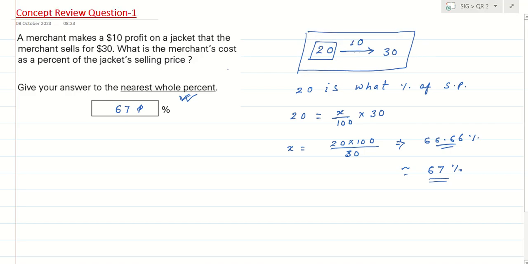That is very, very simple, because the final value is given: the selling price is $30, and the profit is given, $10. I told you the profit we always add to the original price. What is the original price here? Cost price. So the cost price must be 20. Now the question is, the cost price is what percent of the jacket selling price? That's why I wrote it in a statement, just to make you understand. 20 is what percent of SP, which means 20 is what percent of 30, right? And we get the answer. Just rearrange the expression and get the value of x, and that's your answer.